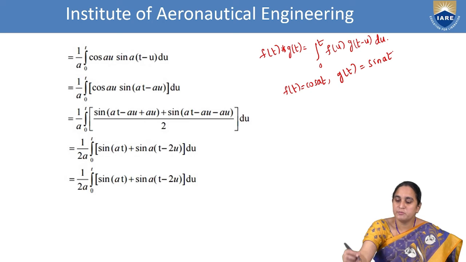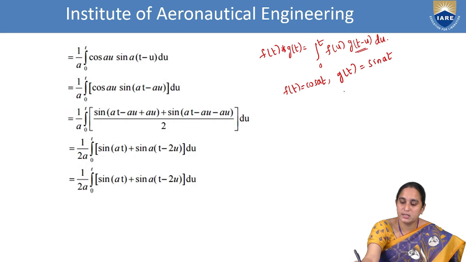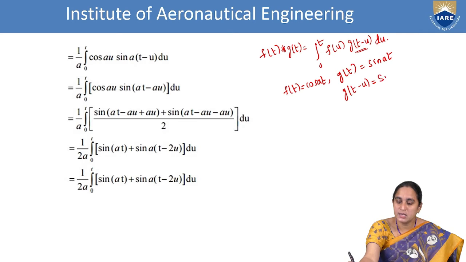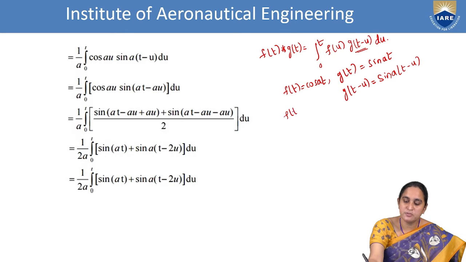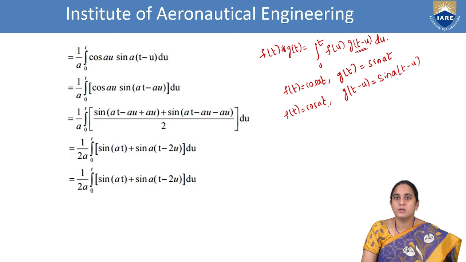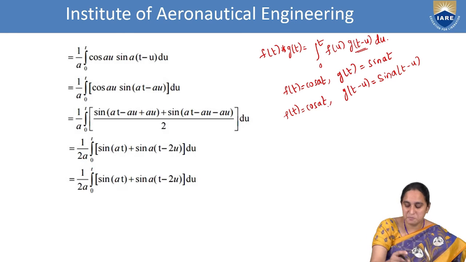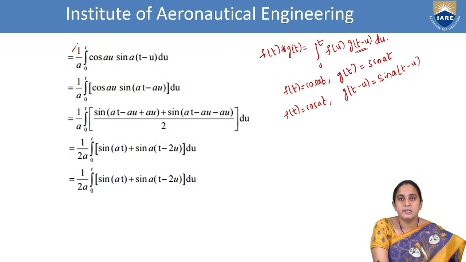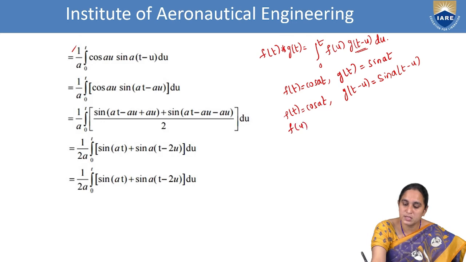But from the theorem, it is in the form of g of t minus u. That's why I'll write here g of t minus u is equal to sin a of t minus u. Here f of t is cos at only, and g of t minus u is equal to sin a of t minus u. That's why I'll simply write from the above step 1 by a outside and the remaining integral from 0 to t of cos au. Here, what is f of u?